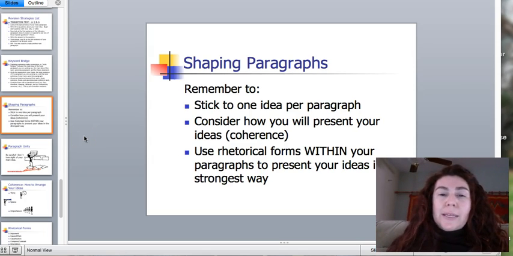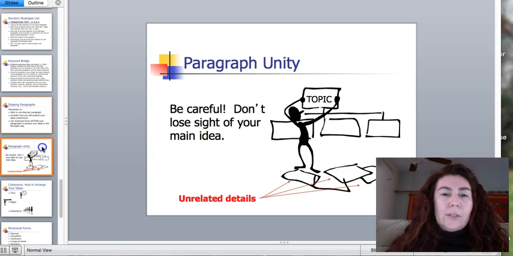A couple of important things to remember as we move forward shaping our actual paragraphs. The first one is always remember, make sure that you're sticking to one idea. Consider how you are going to present your ideas. There's a logic to this. And think about using different rhetorical forms within your paragraphs to present your ideas in the strongest way. And I'm going to talk about that in a second.